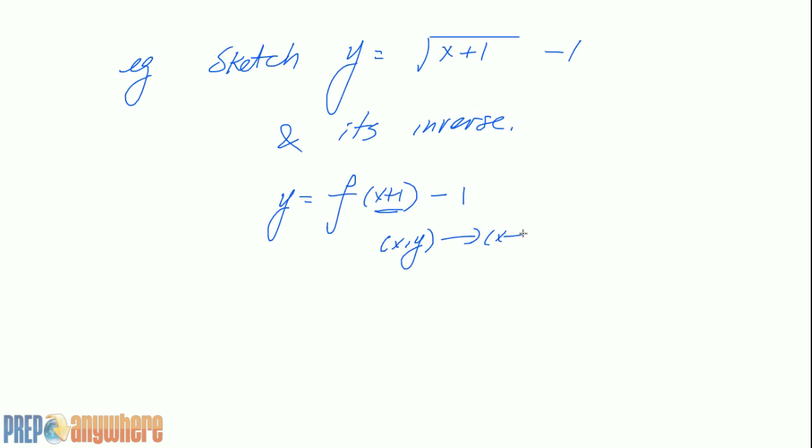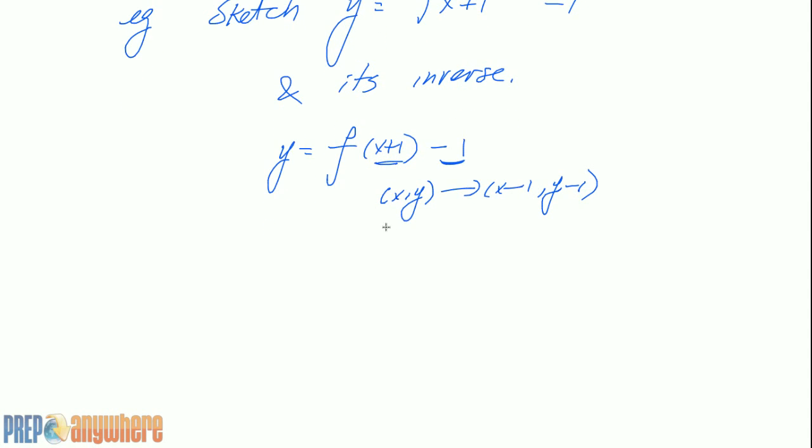x changes this way, x minus 1, and y changes it this way. Right? So this plus 1, because it's plus 1, is subtract 1. This minus 1 behaves the way you see it. It brings the y down by 1.